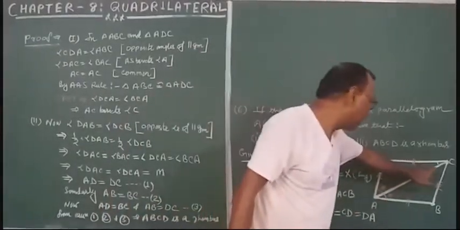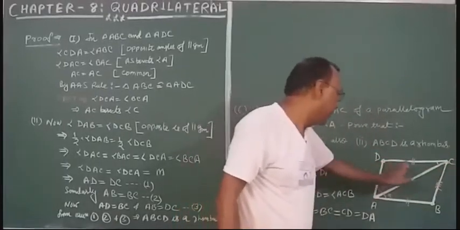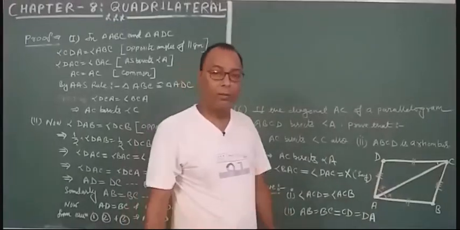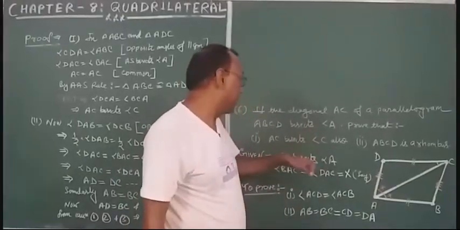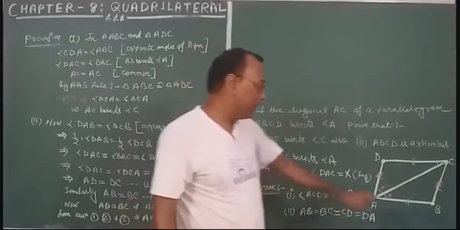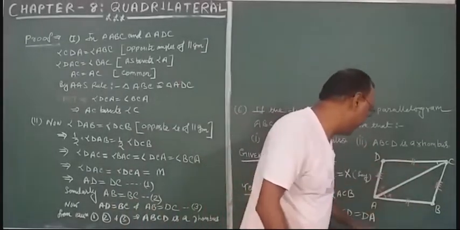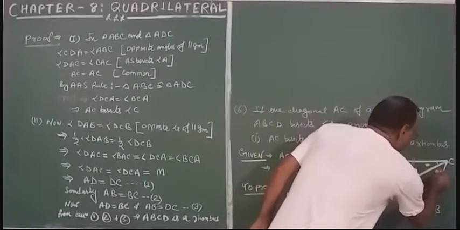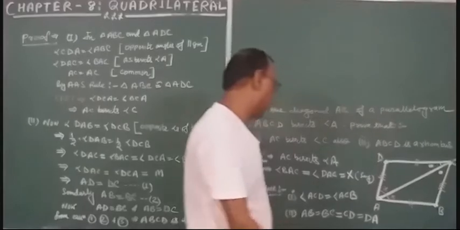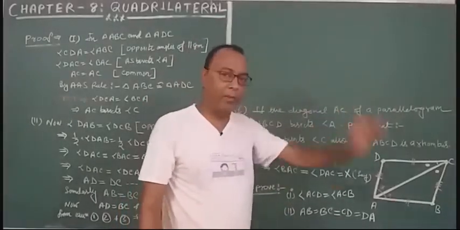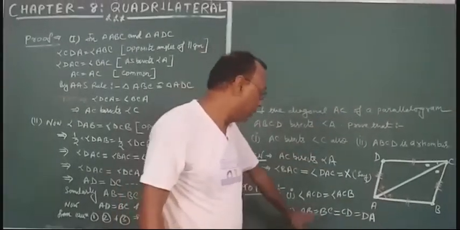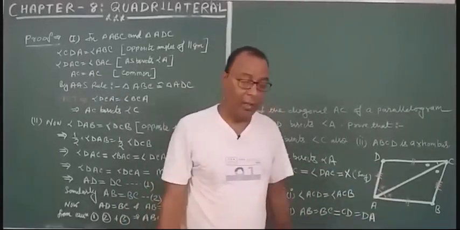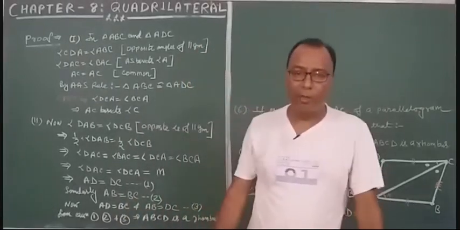And now what do you have to prove? These two angles are also equal, which ones? DCA is equal to BCA. You have to prove that AC bisects angle C also. It means these two parts, angle DCA and BCA, are equal. This you have to prove. And the next thing, ABCD is a rhombus. It means you have to prove all these sides are equal: AB is equal to BC, is equal to CD, and is equal to DA. This you have to prove.